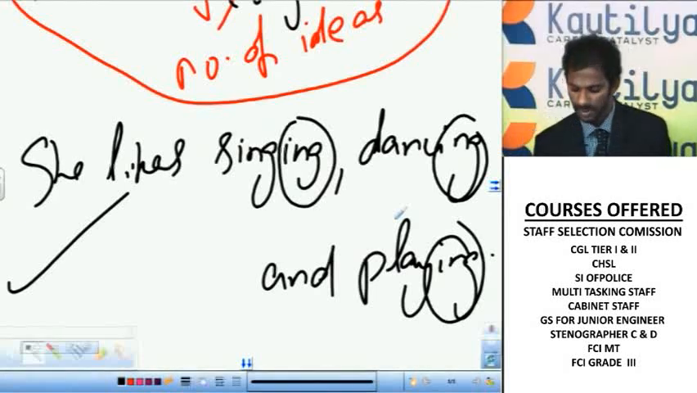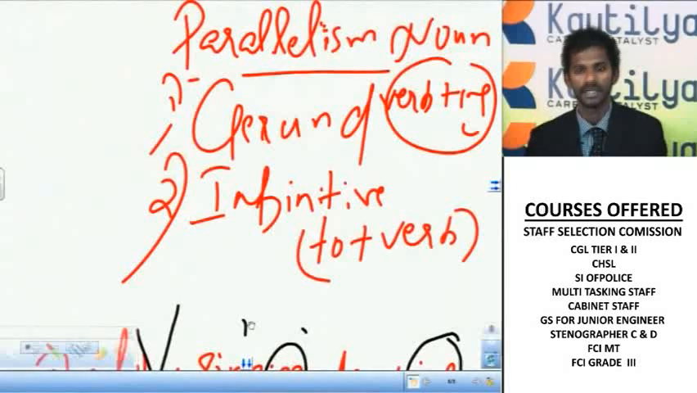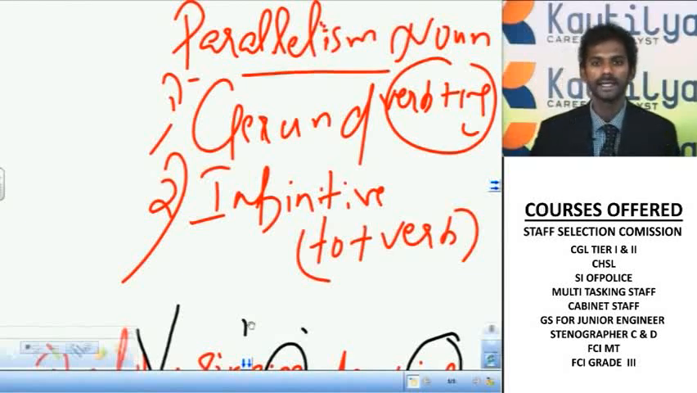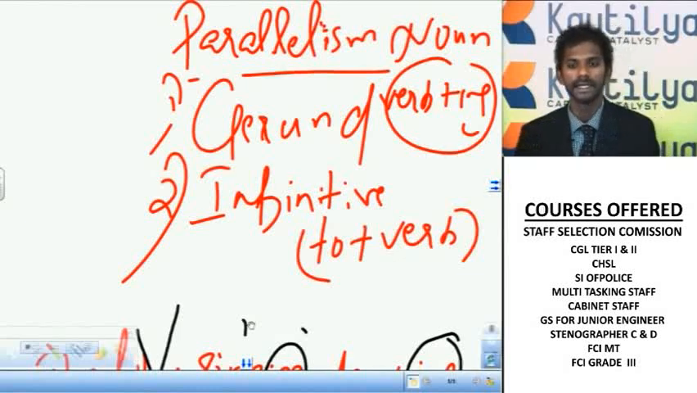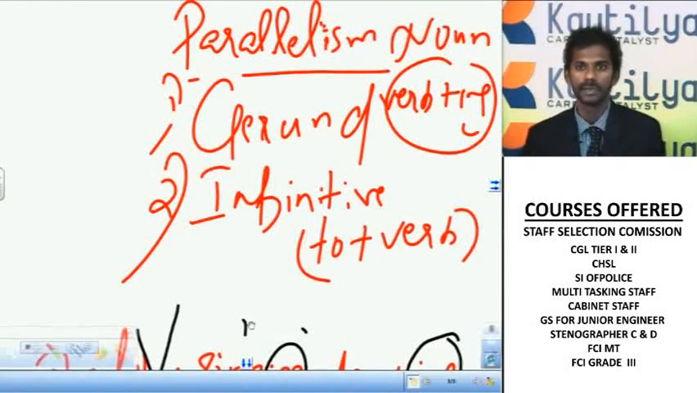Clear? So this is a very first concept in parallelism: gerund, verb plus ing. I repeat, if one idea is in ing form, make sure that all the other ideas must also be in the ing form. Clear? Right. That's the first concept, gerund. Second one is infinitive. As I said, infinitive is to plus verb. If one idea is in the infinitive form, all the other ideas must also be in the infinitive form. Clear? That means if one idea is in the to plus verb form, all the other ideas must also be in the to plus verb form.